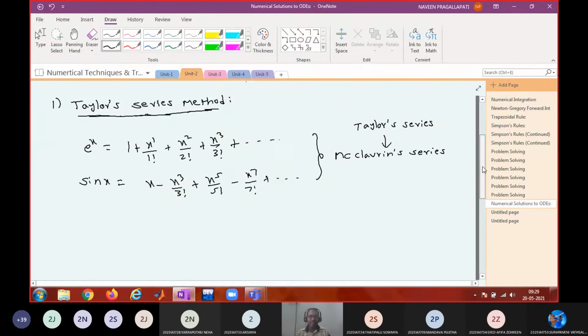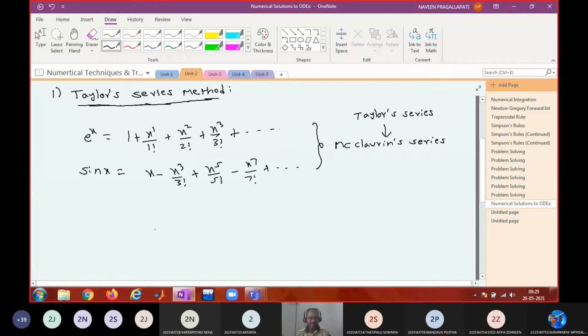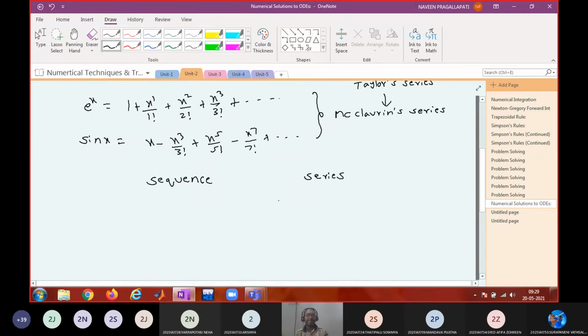Now, first of all, please see the difference between these two terms. What is a sequence? What is a series? You know the difference between sequence and series? Can you give an example of a sequence?